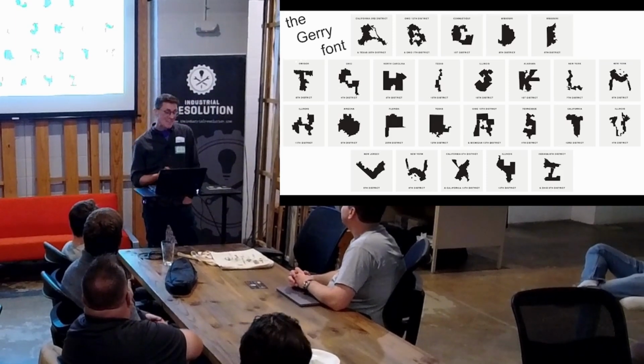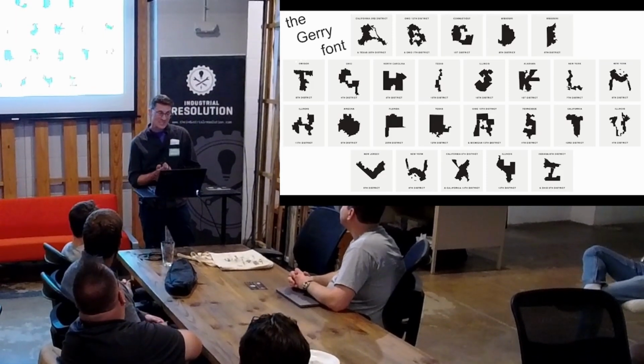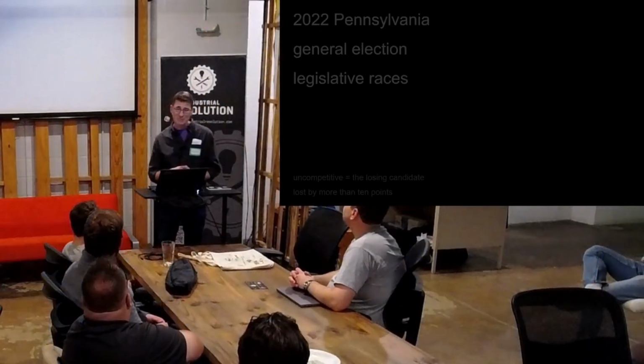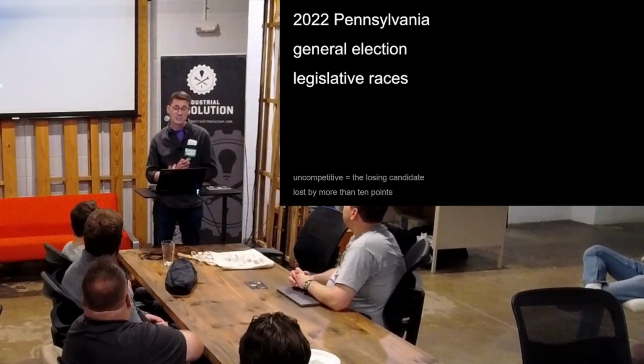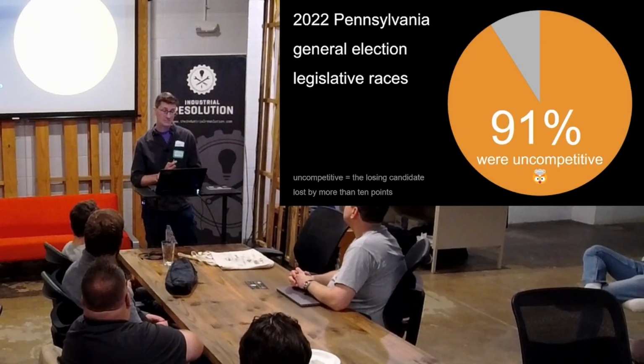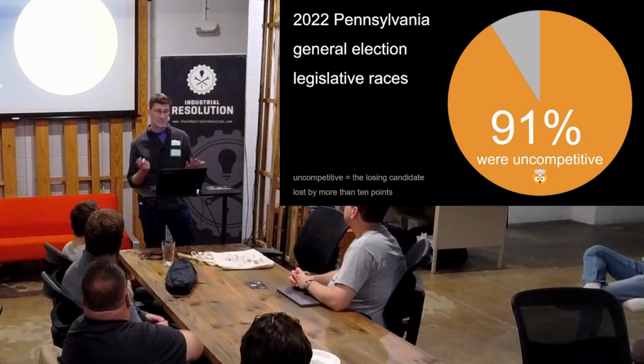One of the bad things about gerrymandering is that it increases the number of uncompetitive races where the winner of the dominant party's primary is assured to win the general election. So in the last Pennsylvania general election, 91% of legislative races were uncompetitive. So from this, you might conclude that for your vote to count, it's really important that you vote in the primary, right? That brings us to the next problem.